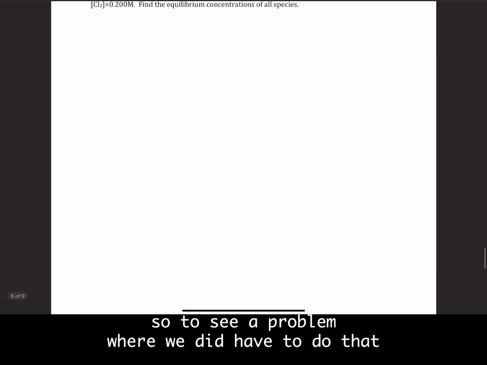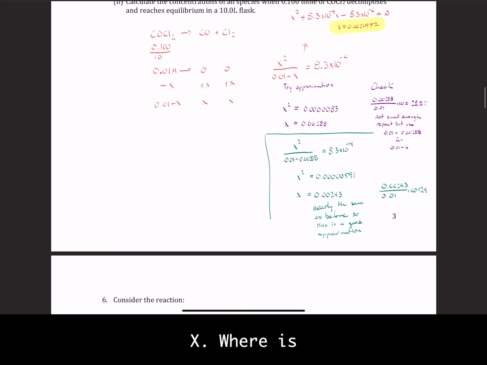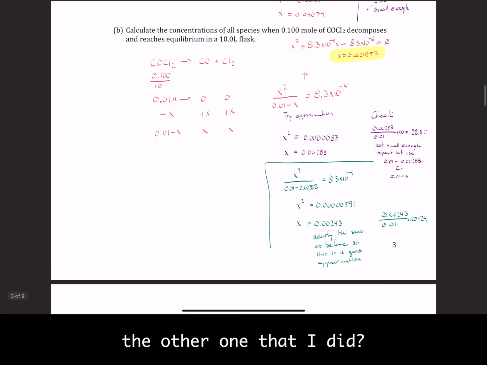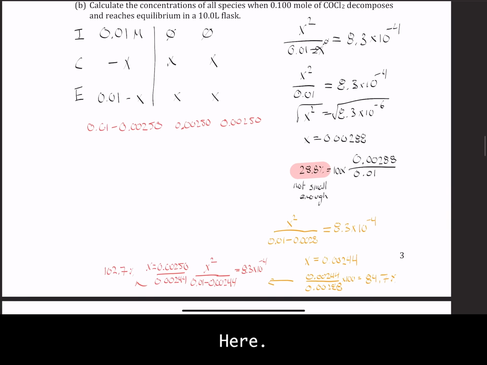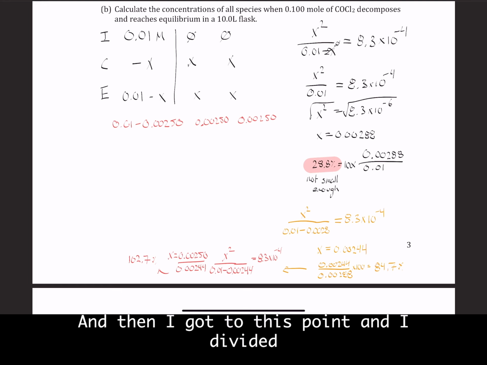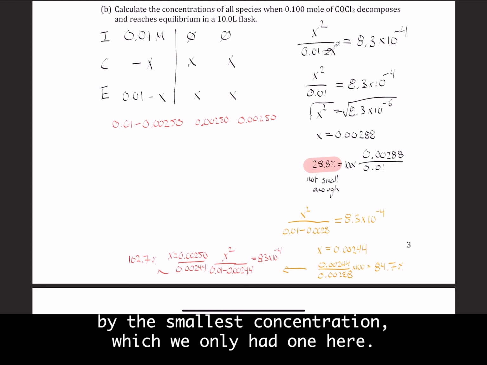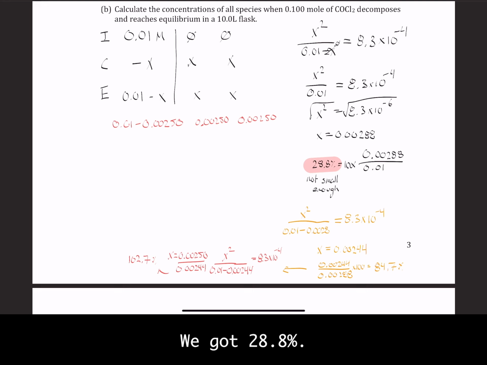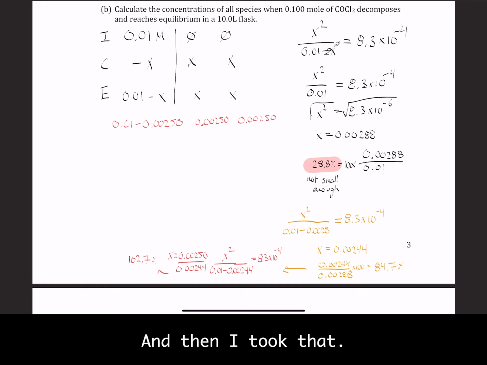so to see a problem where we did have to do that, where is the other one that I did? Oh yeah, here. So on this one, we did the whole ice table, and then I got to this point, and I divided my x by the smallest concentration, which we only had one here. We got 28.8%. That's not small enough to just use. And then I took that.